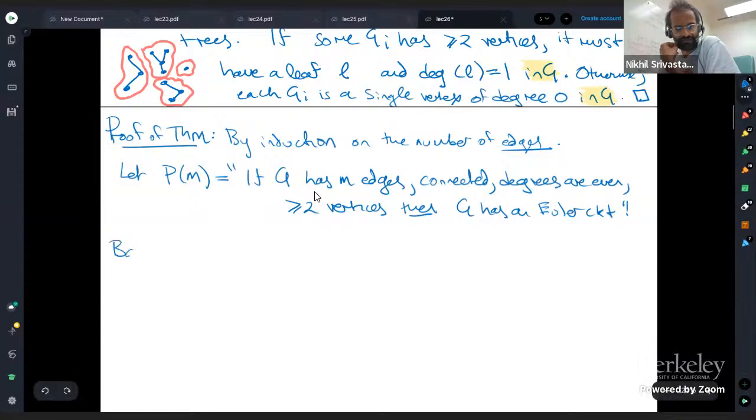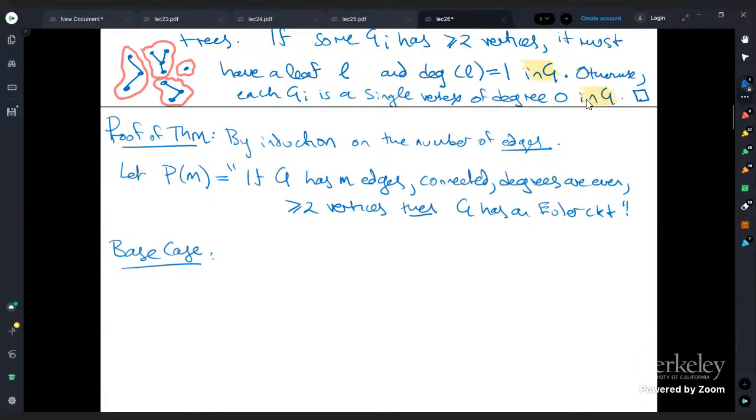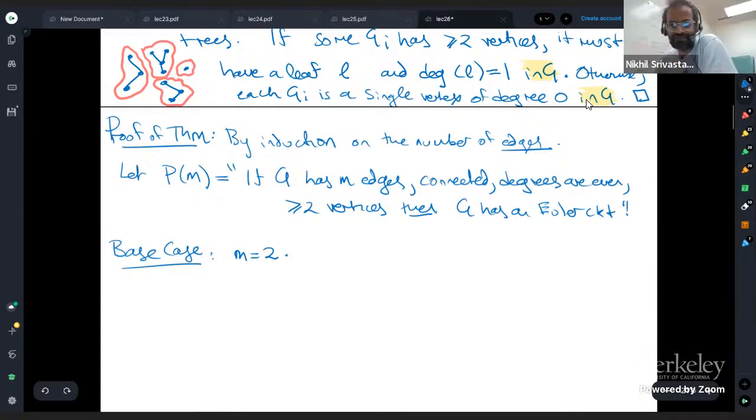Now, what's the base case? This requires a little bit of thought. Anybody have any thought about what the smallest graph is for which the statement applies? A multigraph with 2 vertices. Yeah, so the base case is m equals 2. Because if you have less than 2 edges, then you have either 1 edge or 0 edges. If you have 0 edges, the only way you're connected is you have 1 vertex, so it doesn't count. If you have 1 edge, then the degrees aren't even. So the base case is m equals 2.